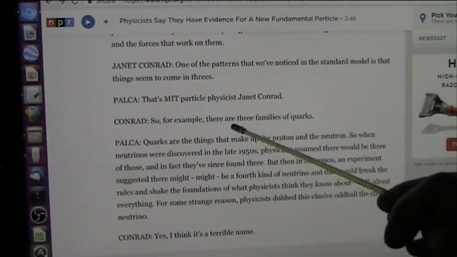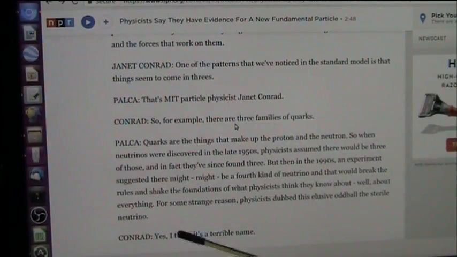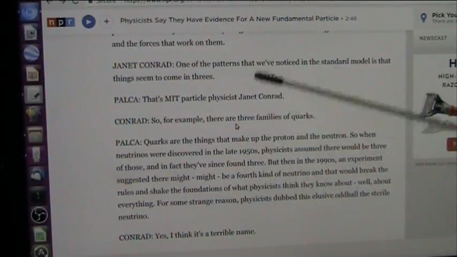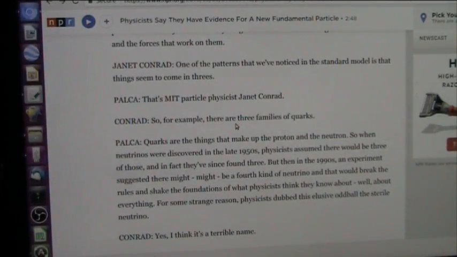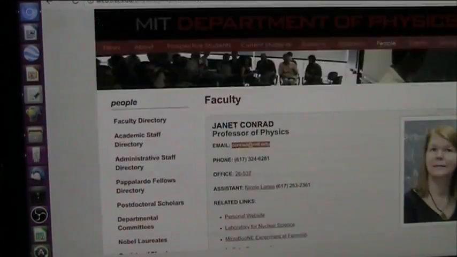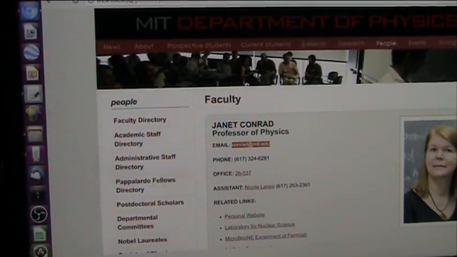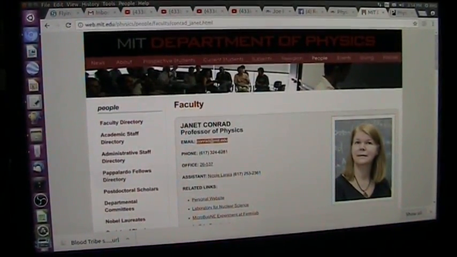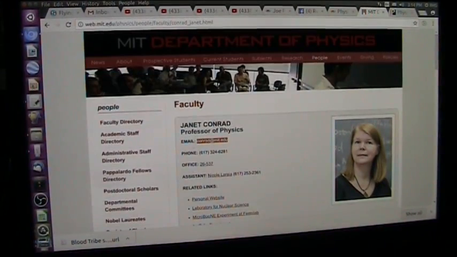So there's three families of quarks, and they claim there's three leptons, and all this different business. Now, I contacted her to see if maybe she would take a look at this stuff. We'll find out. She's at MIT. This is her right here at MIT. It's summer, so maybe she won't be interested, but who knows? We'll find out. That's all we can do.